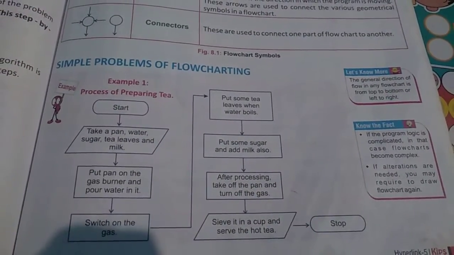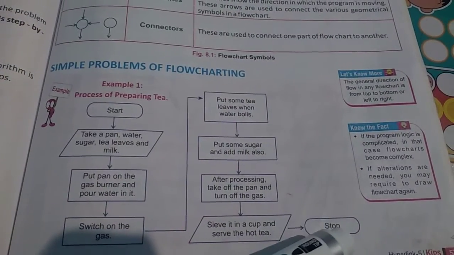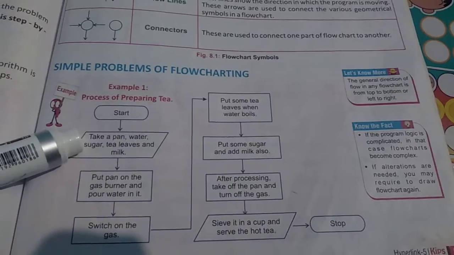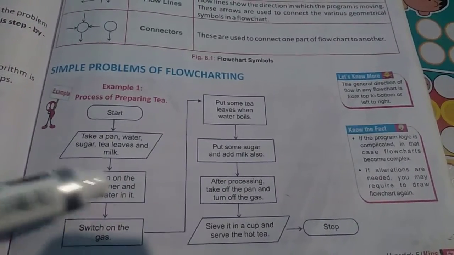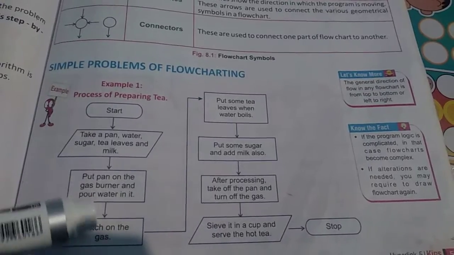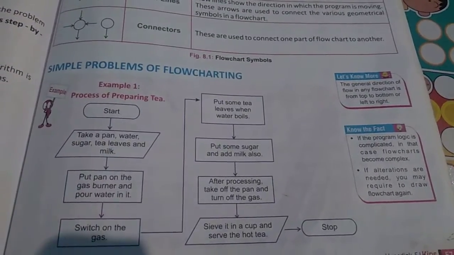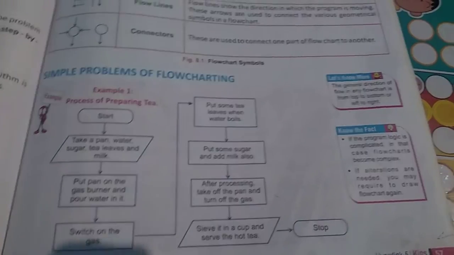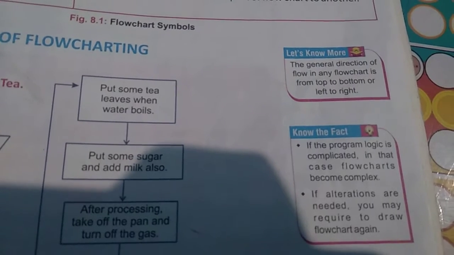Okay, so how many types of boxes have we used? We have used one start box, stop box, this is the input box, and this is the output box, and these all, 1, 2, 3, 4 and 5, are the processing boxes. Okay, so let's read what's written and let's know more.